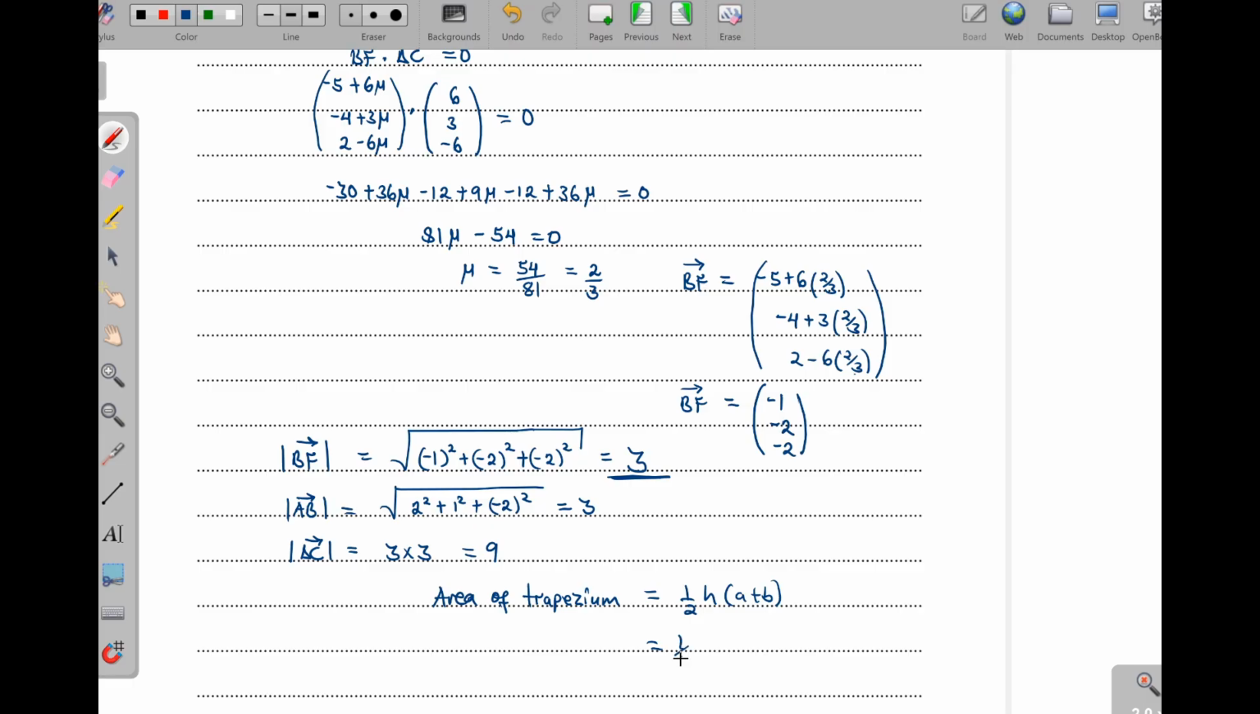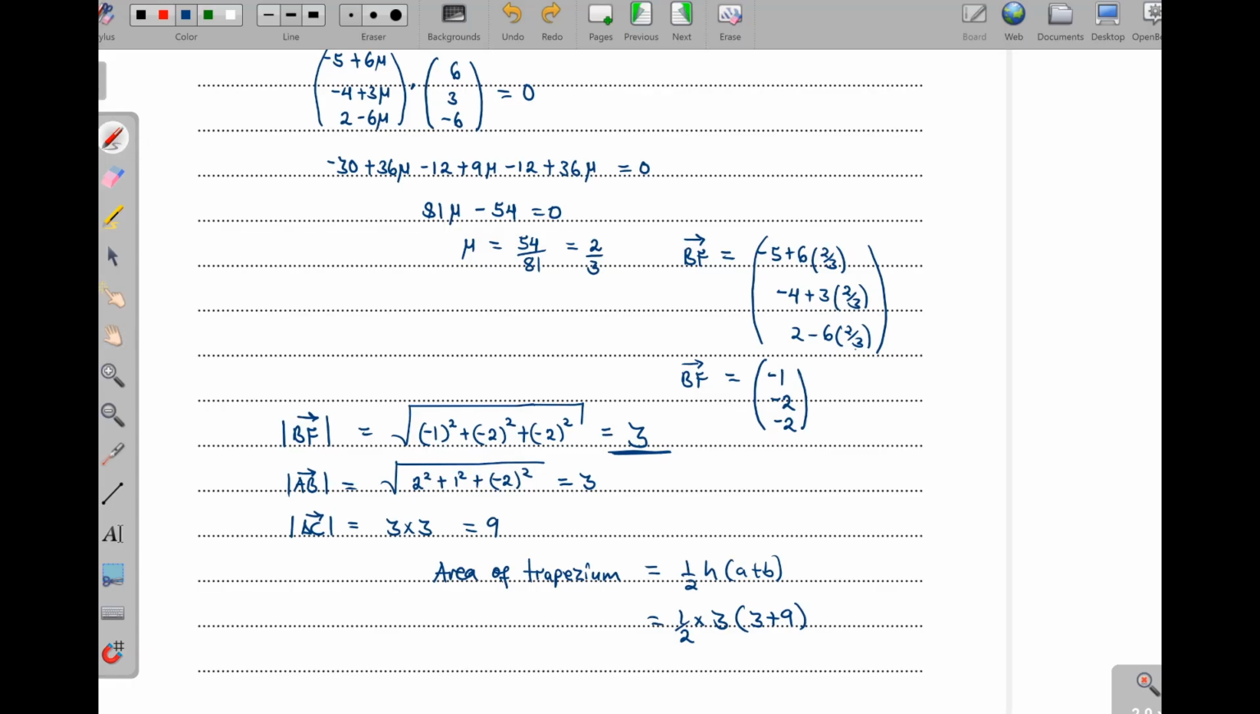So that will be a half. The h is this one we got. Then a can be this, then b this one here. So we have 3 plus 9. Now this is 12 divided by 2. What do you get? 6 times 3. This one gives us 18 square units. So our answer becomes 18.